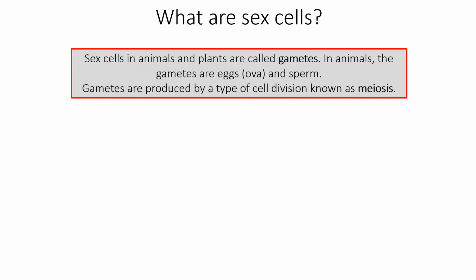What are sex cells? Sex cells in animals and plants are called gametes. In animals, the gametes are eggs and sperms. Gametes are produced by a type of cell division called meiosis. Let's have a look at the egg cell and the sperm cell.